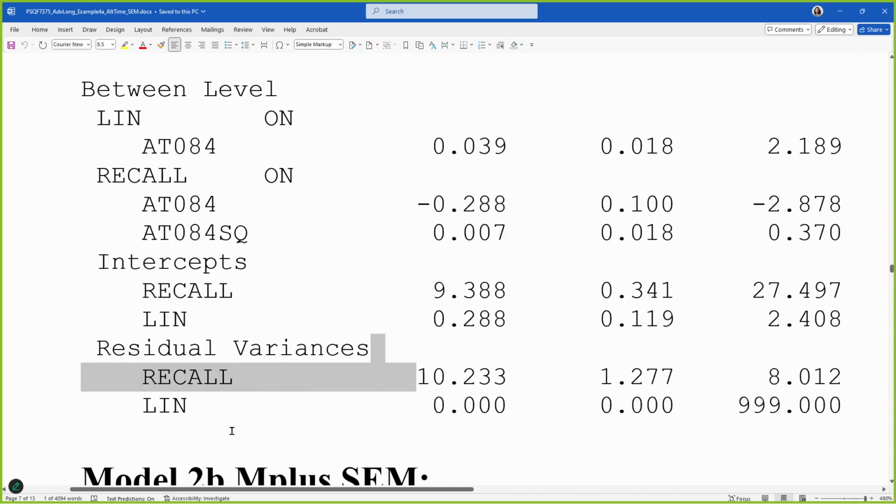Okay, residual variance for recall in the between model. What's that? I know, the residual variance is in the between model in this output. Yep, that's leftover random intercept variance. So residual in the leftover sense, not in the level 1 sense.